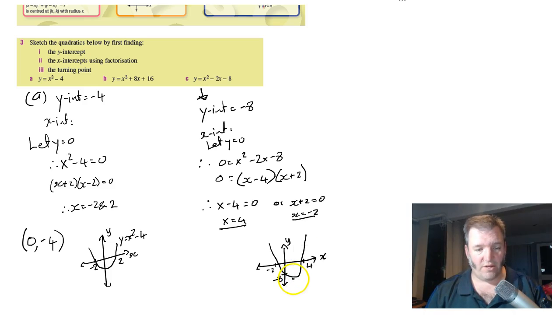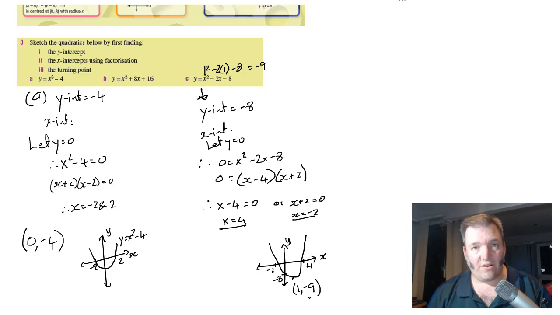Remember the x-coordinate of the turning point is in the middle of negative 2 and 4, so add them together, divide by 2. I'm going to get 1. How do I find the y-coordinate of the turning point? What do I get when I substitute 1 into the equation? I get 1 squared minus 2 times 1 minus 8. 1 minus 10 is negative 9. So that turning point is going to be 1, negative 9. And you're done. That's all there is to those ones.